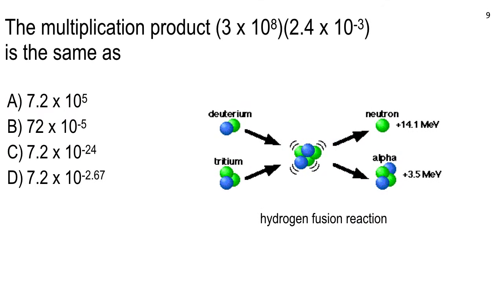Question number 2. Okay, how do you handle multiplication? 3 times 10 to the 8th times 2.4 times 10 to the minus 3. And that number, 3 times 10 to the 8, that's the number of meters per second in the speed of light. And the speed of light factors into the fusion reaction that we're going to be studying today. So this is something that has to be dealt with.